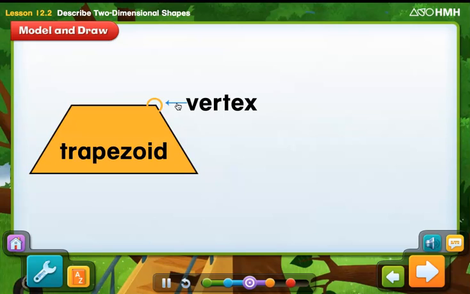A trapezoid also has vertices or corners. When you're talking about a single corner, it's called a vertex. How many vertices does a trapezoid have? Click each to show all vertices. A trapezoid has 4 vertices.